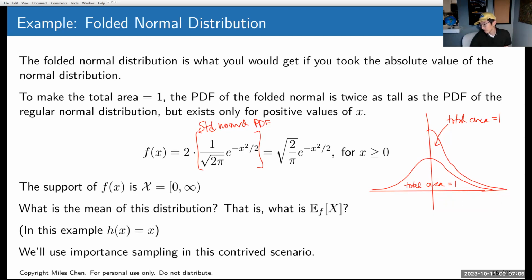What is the mean of this distribution? So what is the expected value of f of x, where x is coming from this PDF over here? In this example, our h of x function is just x. And we're going to use importance sampling in this scenario.